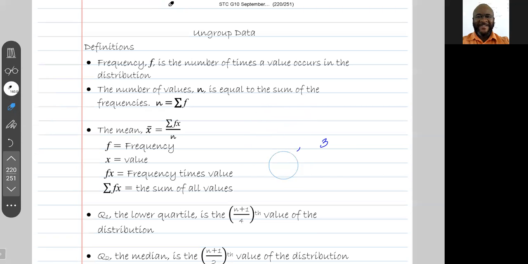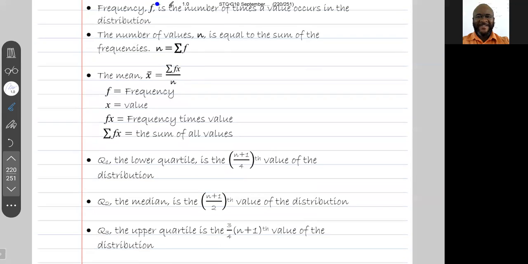All right. So the number of values n is equal to the sum of the frequency. Guys, under ungrouped data, the mean x bar is equal to the sum of fx divided by n. F here stands for the frequency. X stands for the value. Fx is frequency times value, and the sum of fx is the sum of all values. You'll get a chance to see that in action.